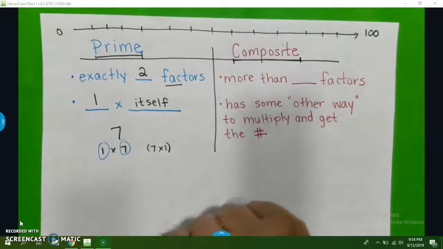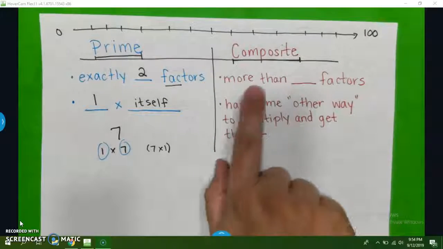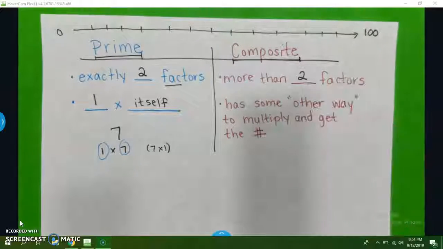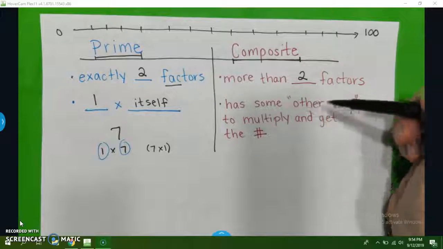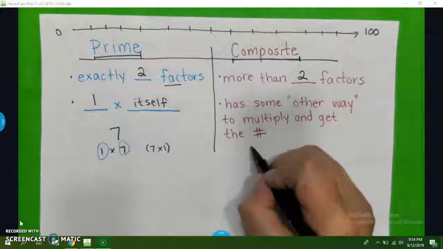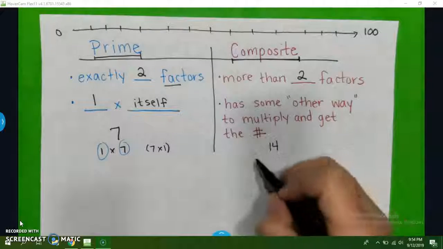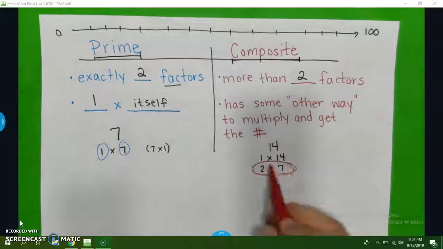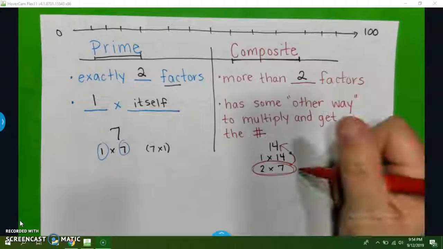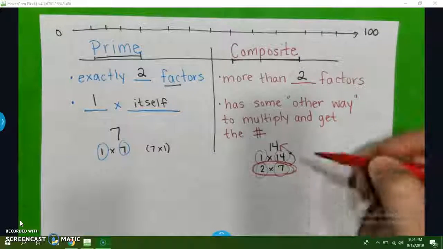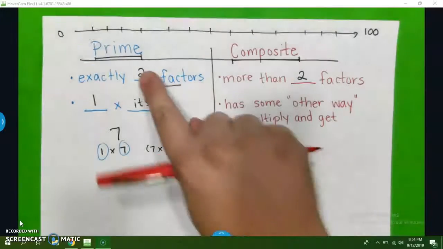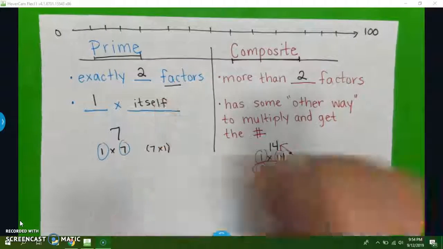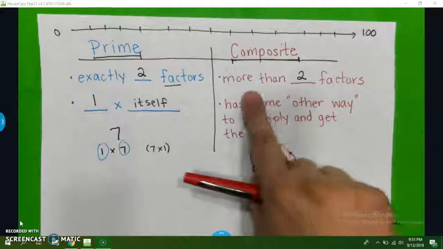Over on the composite side, composite, long word, lots of factors, so they are going to have more than 2 factors. Composite numbers have some other way to multiply and get the number. So for example, the number 14. If you're thinking about the number 14, automatically you should be thinking either 1 times 14 or 14 times 1. But if you know your multiplication facts, you may also know that 2 times 7 is 14. That means that there is some other way to get this number. And since there's another way, it has 1, 2, 3, 4. It has more than 2 factors. So, prime number, little word, only one way to make it, or exactly 2 factors. Composite, long word, lots of factors.